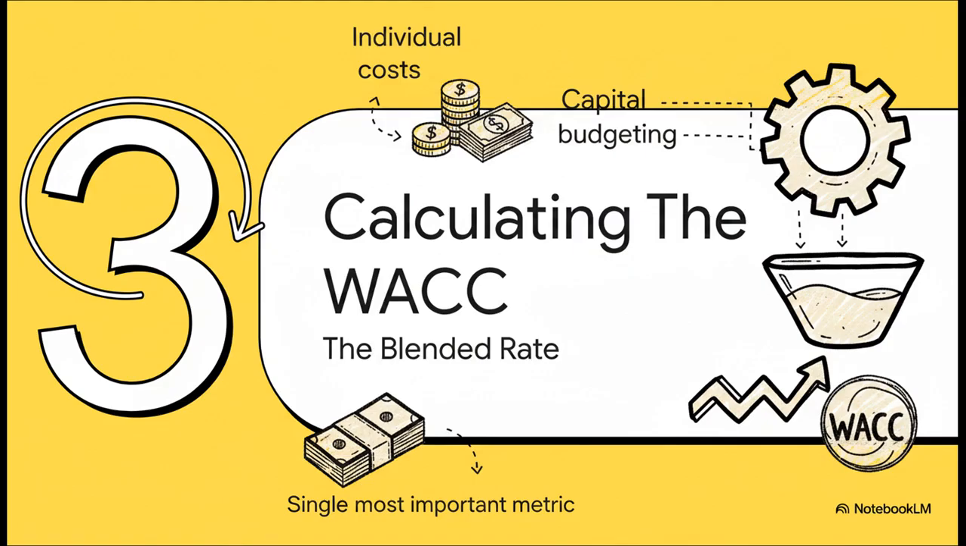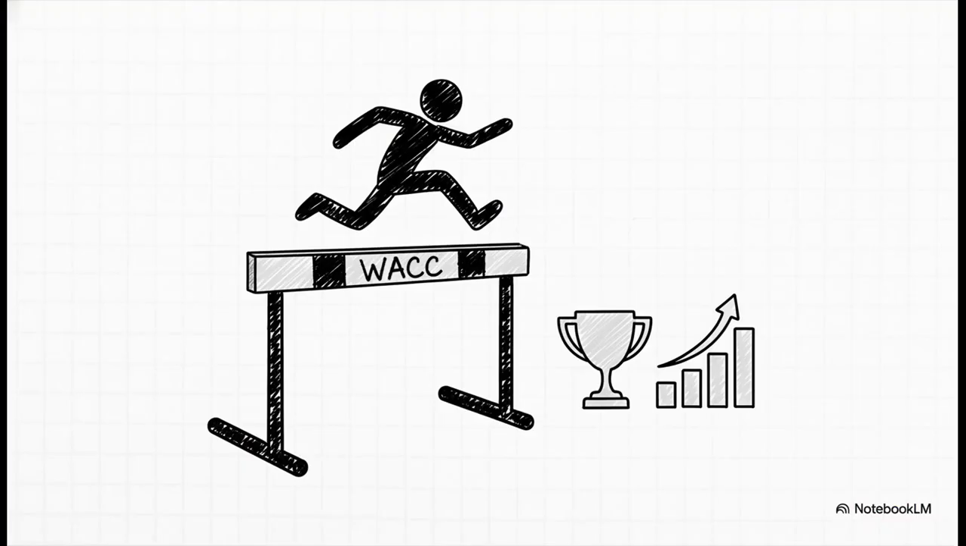Okay, so we've got the costs of the individual pieces. Now we're going to blend them all together into the single most important number for making investment decisions: the weighted average cost of capital, or WACC. I want you to think of WACC as the company's hurdle rate. It's like a high jump bar.